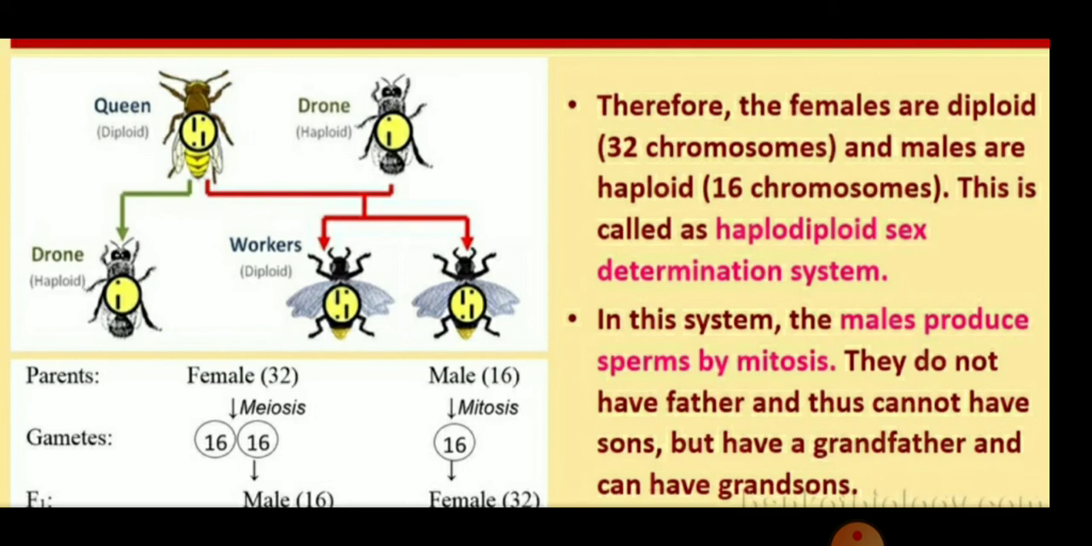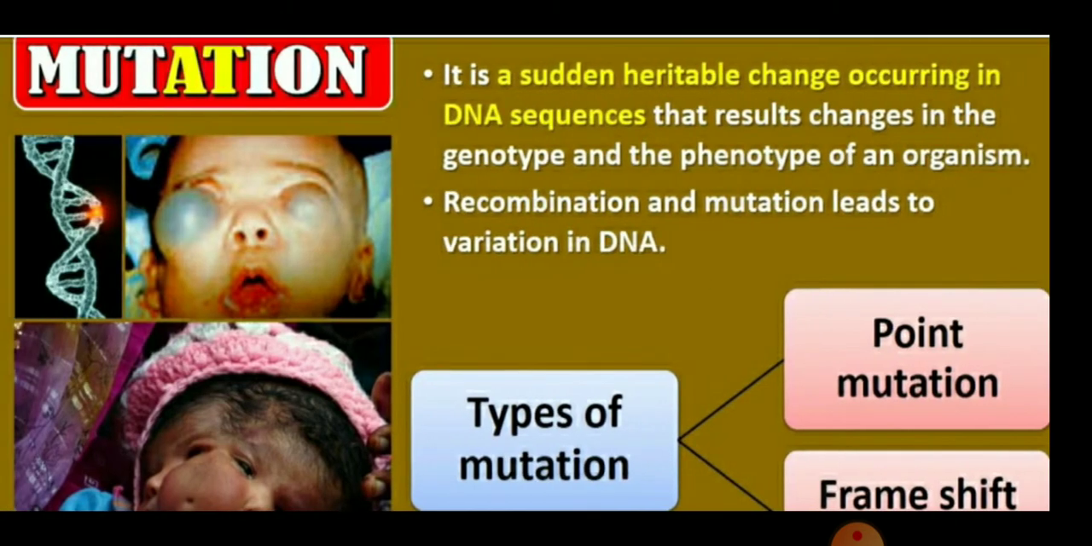So this diagram you can easily see in this diagram. The second topic is the mutation. Mutation means it is a sudden heritable change occurring in a DNA sequence, resulting in changes in the genotype and the phenotype of an organism. The recombination and the mutation lead to variation in the DNA.